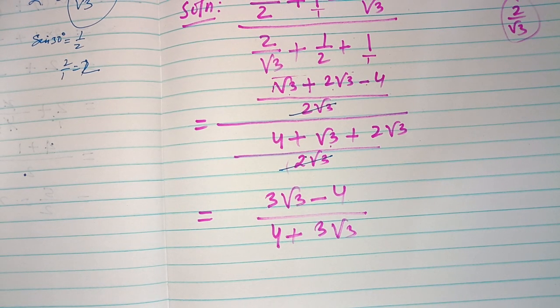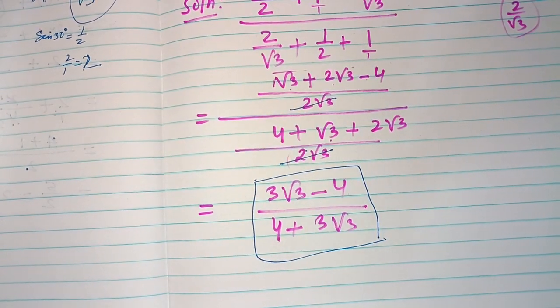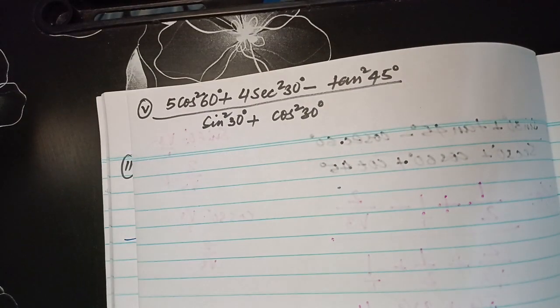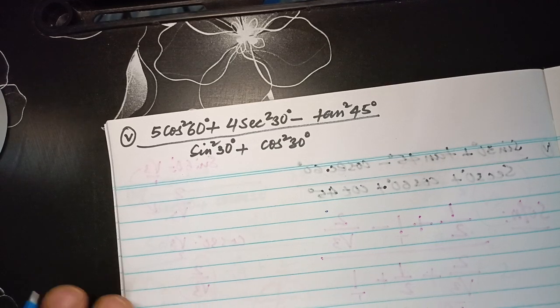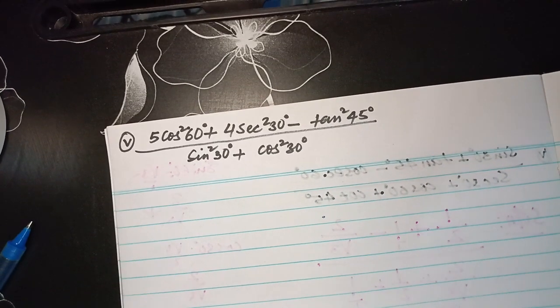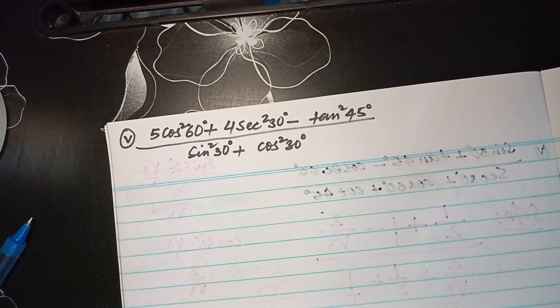Let us finish it up here, and this will be the answer. Okay, now let us come to the last question of this exercise, Question number 1, Roman number 5. Here they have given us (5 cos² 60 + 6 sec² 30 − tan² 45) divided by (sin² 30 + cos² 30).